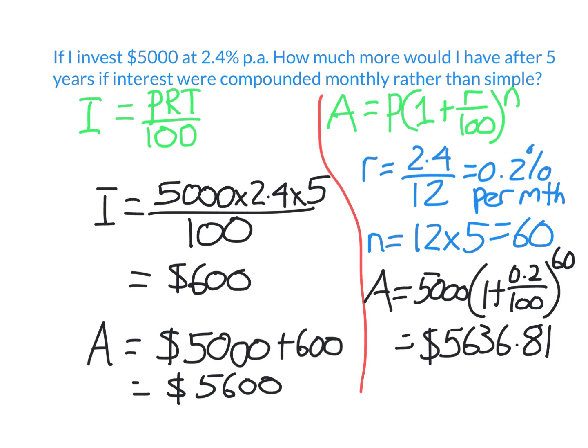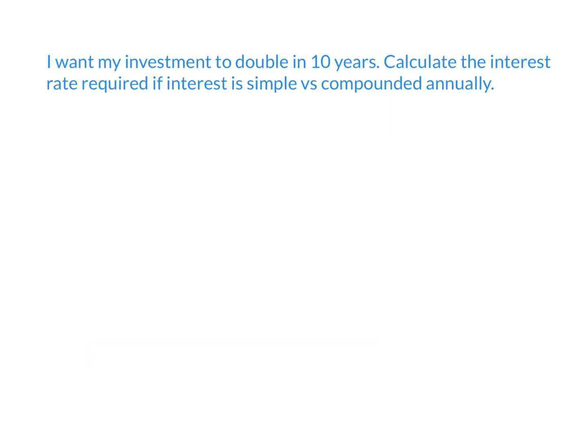So in addition to being able to use these formulas, what we need to do is be able to solve for other variables in the formula. So we're going to now see an example where we're finding R from both of these formulas. This question says, I want my investment to double in 10 years. Calculate the interest rate required if interest is simple versus if it's compounded annually. So we should expect, even before starting this question, we will need a higher rate of interest if interest is simple than if it is compounded.